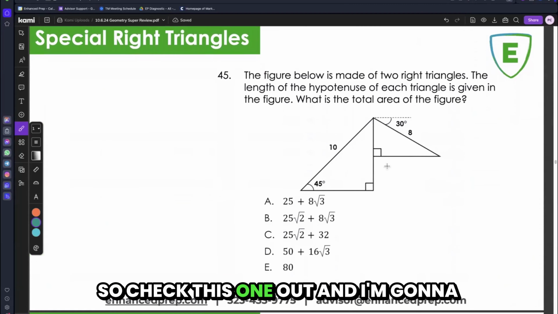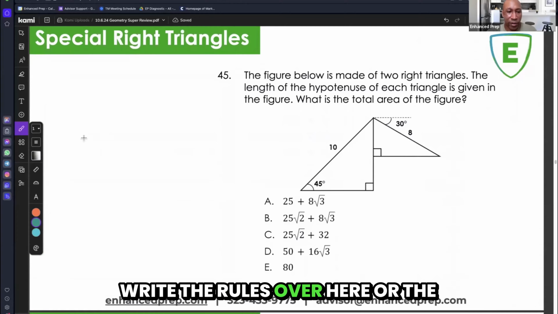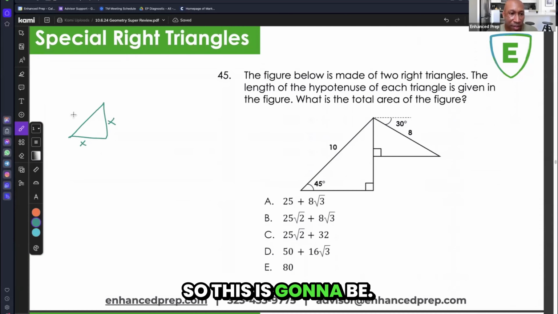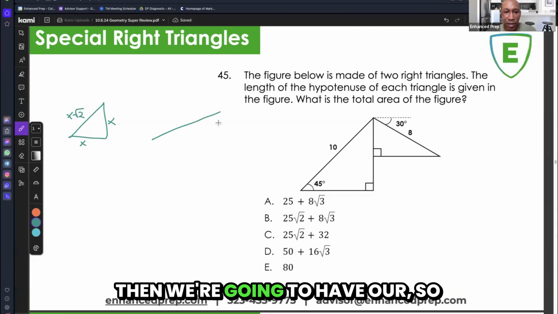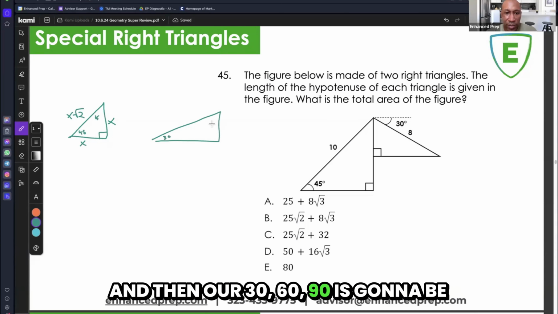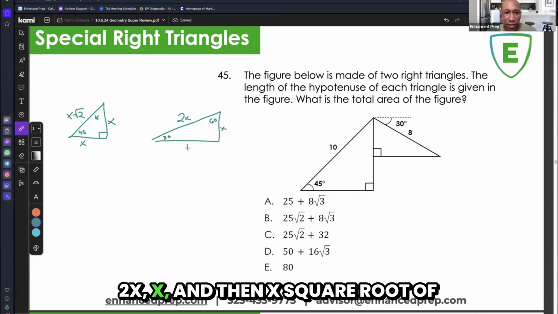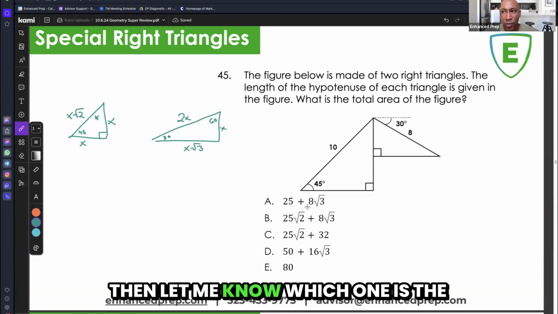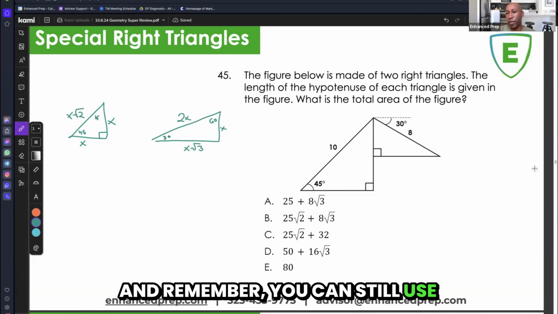So check this one out. I'm going to write the triangles over here, and then try this one out. So this is going to be x square root of 2. Then this is a 45, 45, 90. And then our 30, 60, 90 is going to be 2x, x, and then x square root of 3. Okay. So try out this problem and then let me know which one is the correct one. And remember, you can still use your process of elimination.